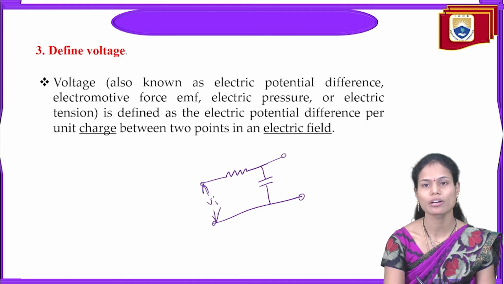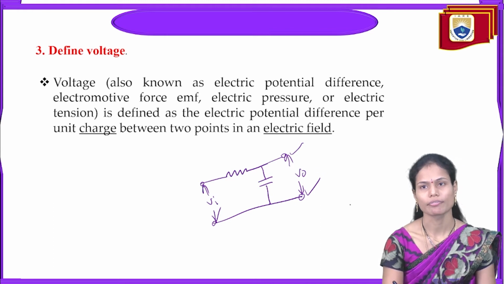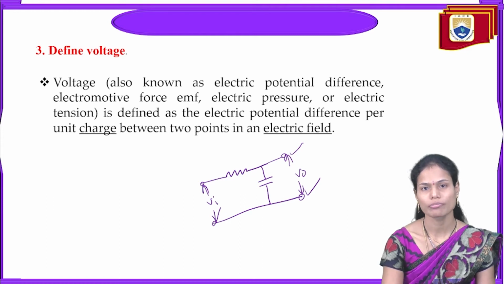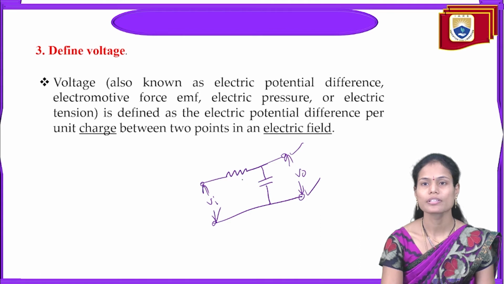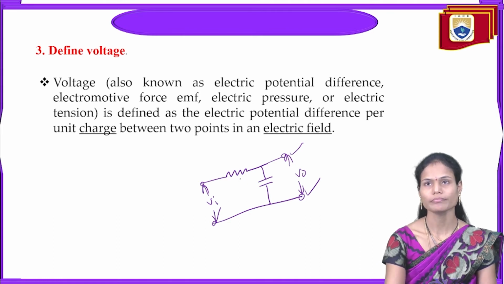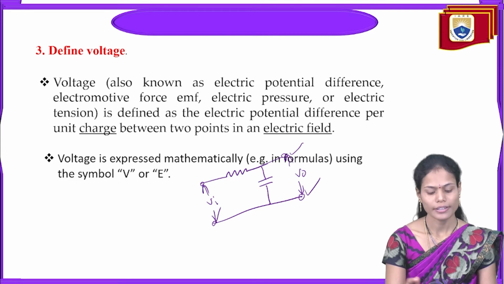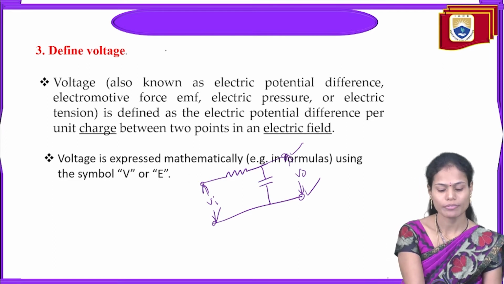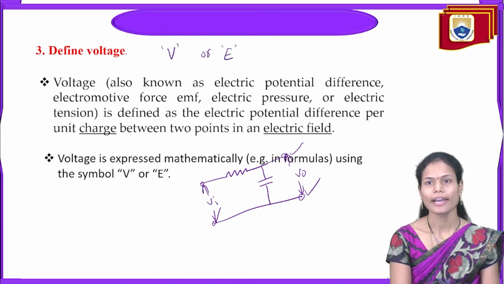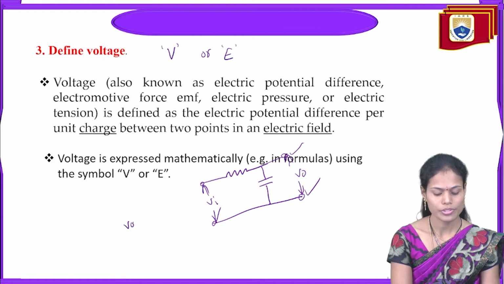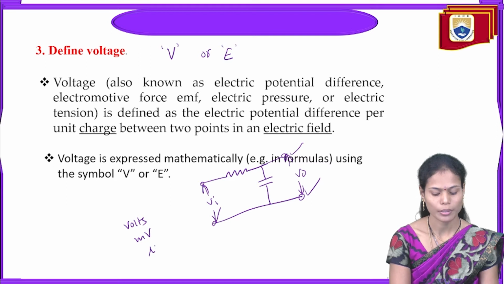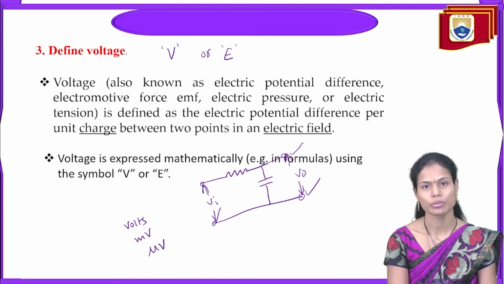So this particular voltage we call the input voltage, and the voltage between these two points we call the output voltage, or output potential difference. It indicates how much voltage is present in this particular circuit. This voltage we generally indicate with the symbol capital V or capital E, and we measure it in volts, millivolts, or microvolts. These are the units for voltage.